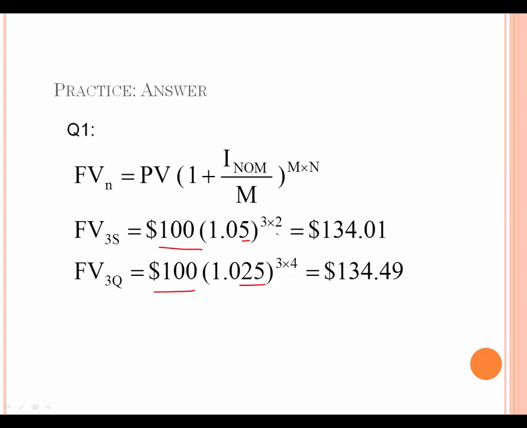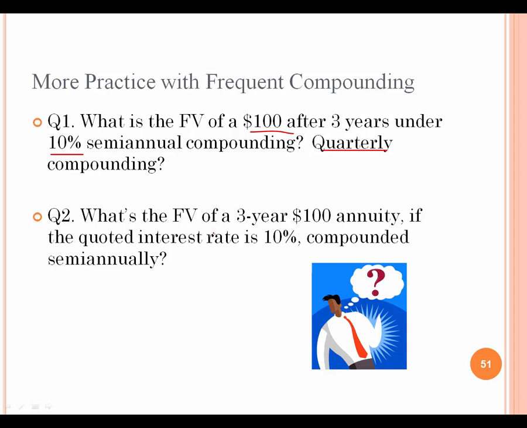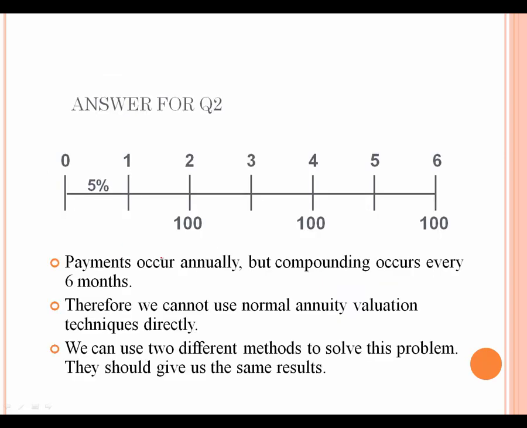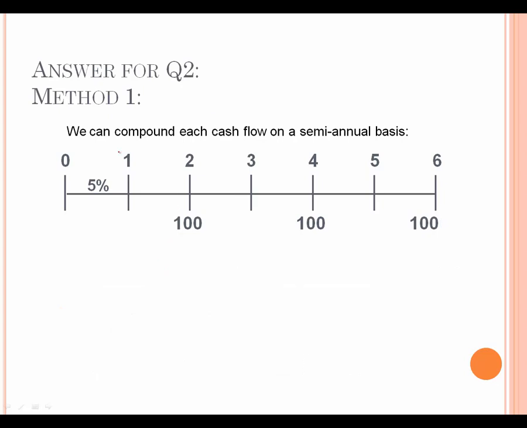And for the second question, what is the future value of a 3-year annuity? $100 annuity, that means 3 payments, each payment being $100. And the interest rate is 10% per year, but compounded semi-annually. So that question is a little bit more complicated. You can actually try a different approach or different method. So the first one is you compound each cash flow on a semi-annual basis.